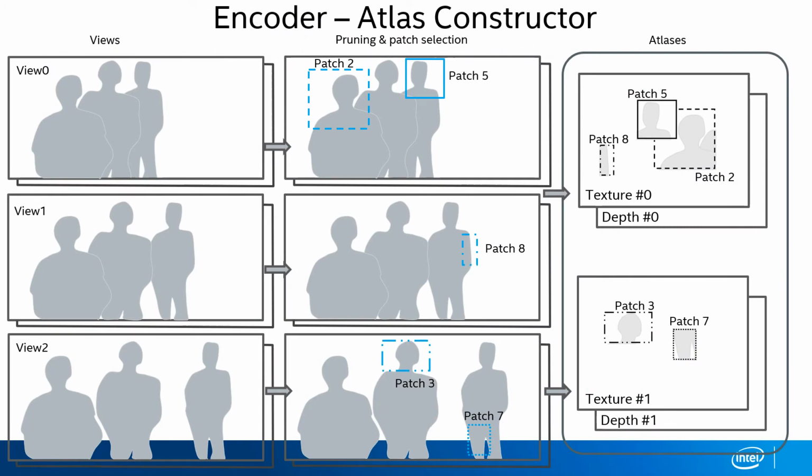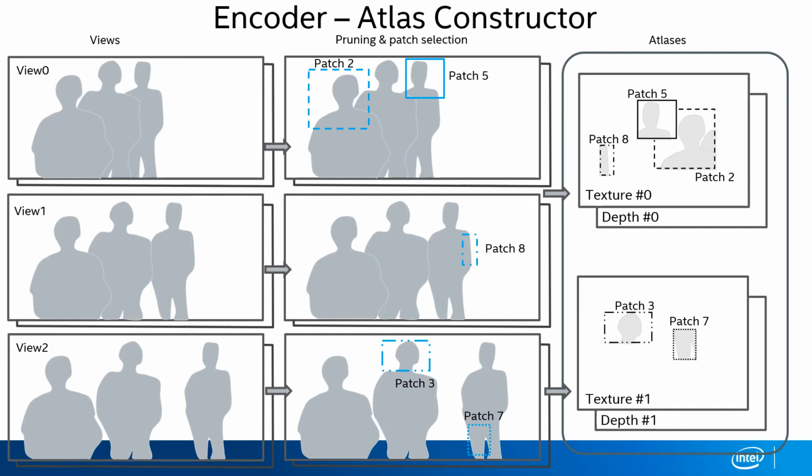So the basic concept of the MIV codec is that you have concepts that are views, patches, and atlases. And that's what I'm attempting to illustrate here. So the left side is showing views. So I have multiple different views here, from different scenes.